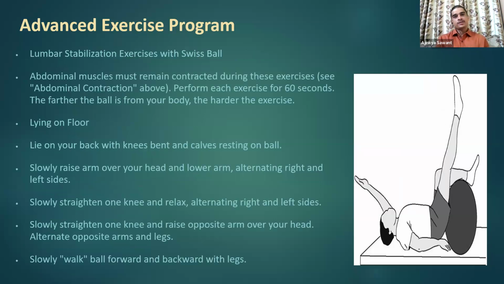Advanced exercise program with the ball exercises, lying on the floor. Lie on your back with knees bent, calves resting on the ball. Slowly raise the hand first, then slowly extend the knee, one leg, then do the alternate leg and opposite hand. This is something which is in advanced exercises.